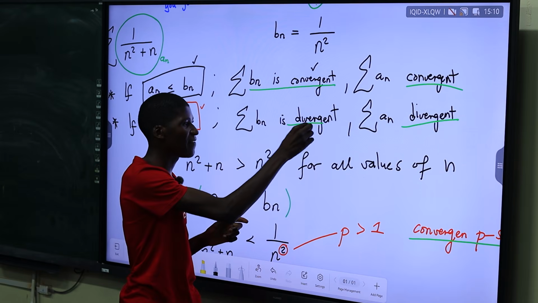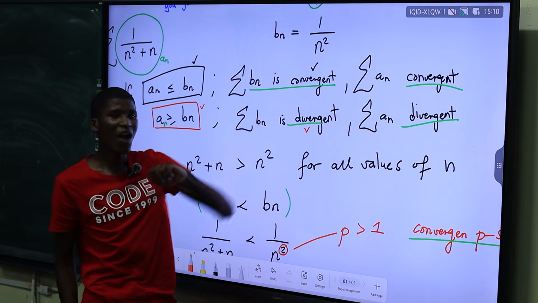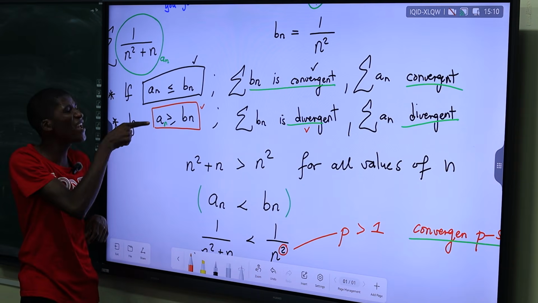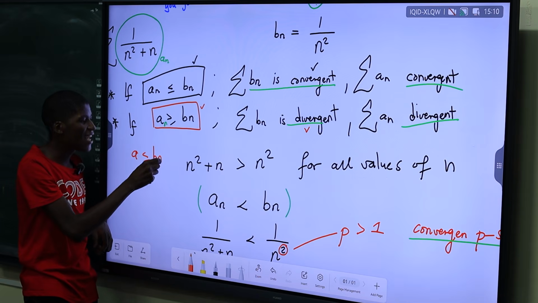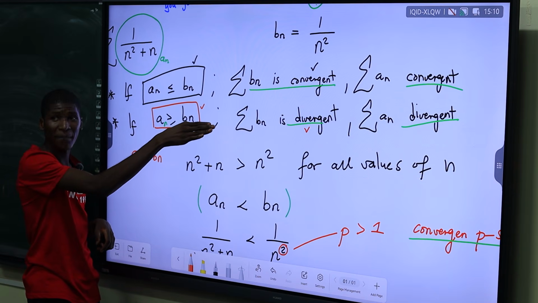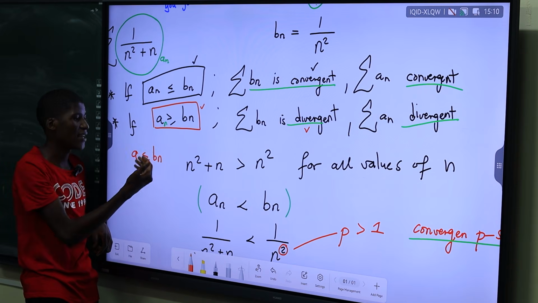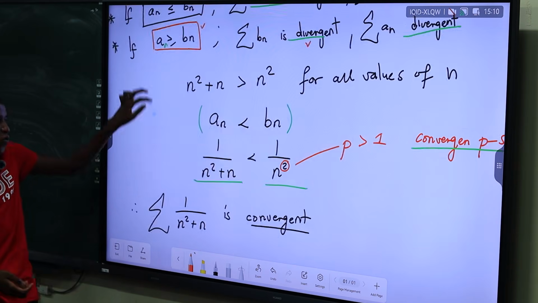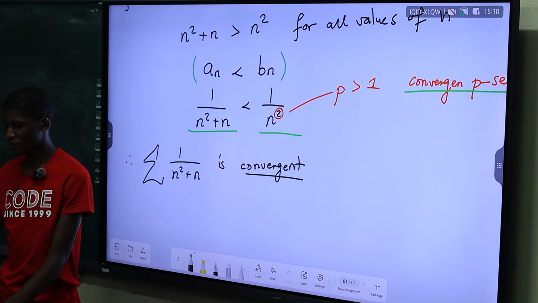So this one must be divergent. Automatically AN is divergent. If you reverse the inequality, if AN is less or equal to BN, and you find out that one of them is divergent, you will be forced to go the other side, because this is saying AN is greater or equal to BN. So please make sure that you are careful here.